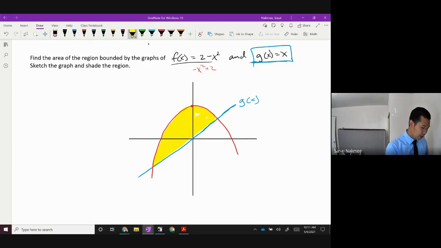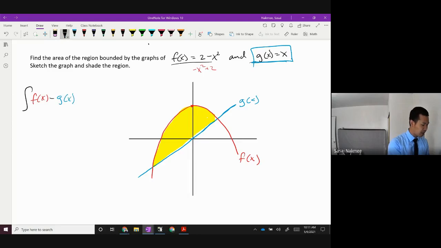Like so. Now here's my follow-up question. What are these points right here? What is this value and what is this value? I need those values, don't I? That's what's going to tell me how to do my integral. I can already clearly see which function's on top and which function's on bottom, right? Hopefully you guys can see that. It's f of x, right, minus g of x.